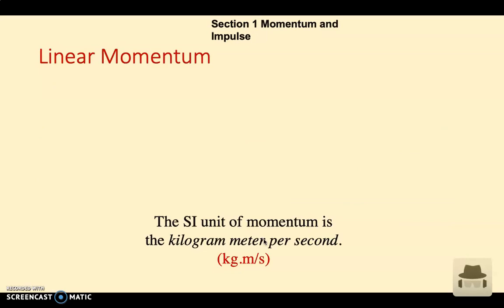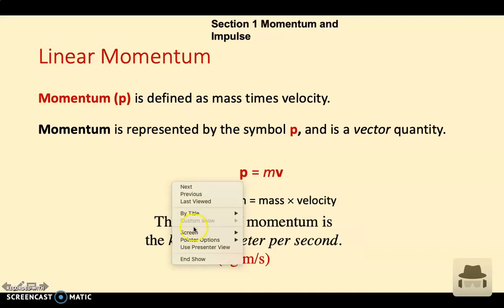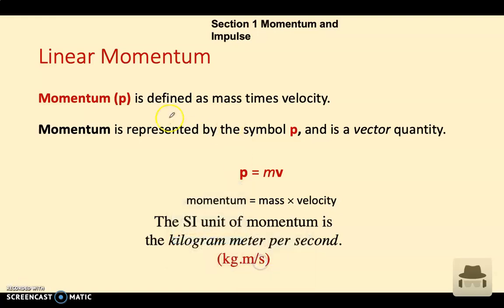In section 1, we studied linear momentum, simply P. The definition of momentum was mass times velocity. The unit for mass is kilogram, and the unit for velocity is meter per second. Any moving object has momentum. If the object is not moving, its velocity is zero, so it doesn't have momentum; its momentum is zero.